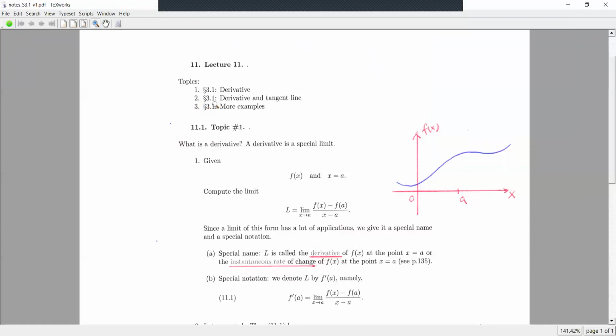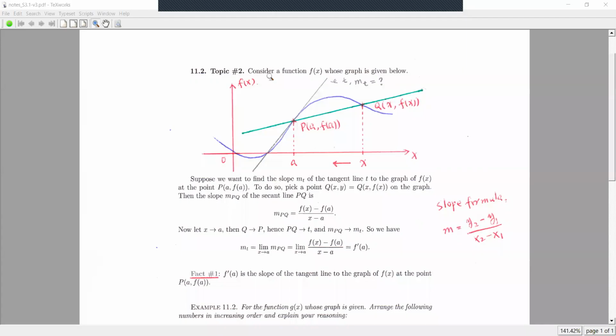Topic 2, a relation between derivative and tangent line. Consider a function f. Suppose the graph of the function is this blue curve. On the graph, there is a point P. The x-coordinate of the point is A. Because the point is on the graph of the function, the y-coordinate is the function value at A.